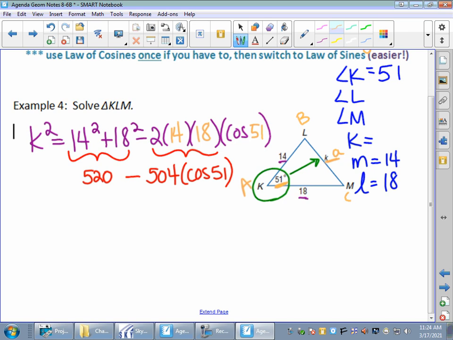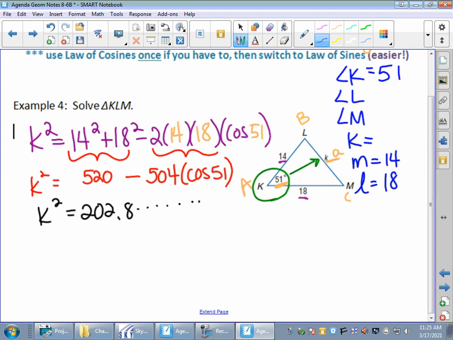So now I'm going to go to my calculator and I'm just going to type in 520 minus 504 times cosine of 51. Do not do an equal sign after the 504. It's not 16 times the cosine of 51 because we all know order of operations. So when I did that, I'm not clearing out my calculator. I'm just going to jot this down so we have something to refer to. I got 202.8 something something something. So don't clear out your calculator.